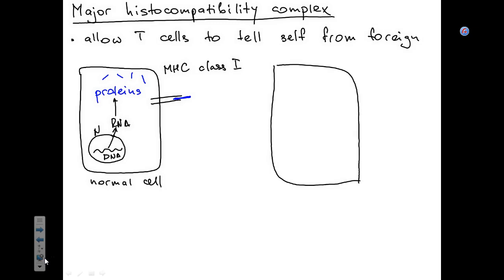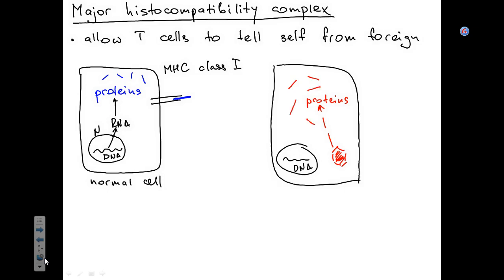You have a cell, you have a nucleus, DNA, and all the same events occur, but now you have, let's say, a virus. Will the virus produce its own proteins inside of the cell? Yes, it needs them for replication. So eventually, the virus will make its own proteins, and these proteins, the result of virus replication, will get chopped up.